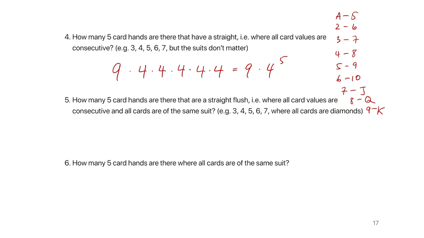How many 5 card hands are there that are a straight flush, which means that they're a straight and all the cards are the same suit? So we know we're going to start with the 9.